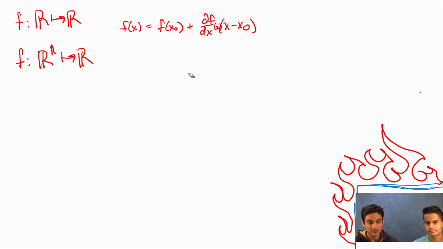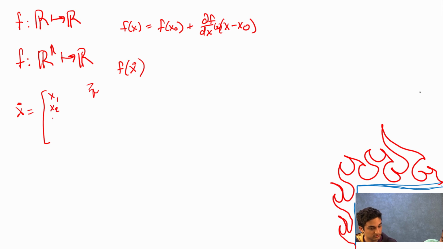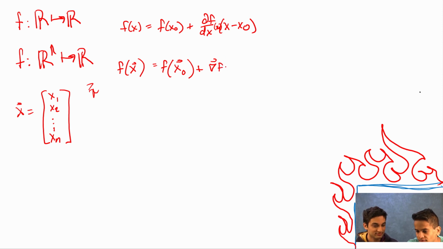Cool. So now, what do you think if x is a vector instead? What do you think the form's going to look like? Well, presumably it would take the same form, right? So, similar. I guess the f of x would just be f of the vector x, where x, the vector, is x1, x2, all the way to xn. So f of the vector x equals f of x naught vector plus the generalized derivative, which is the gradient of f evaluated at x naught times x minus x naught. And when I say times, I mean the dot product.